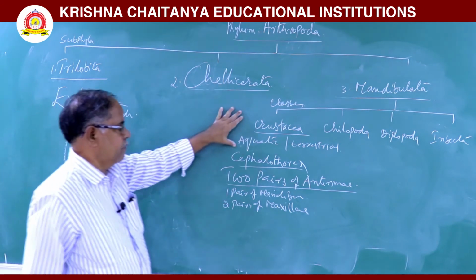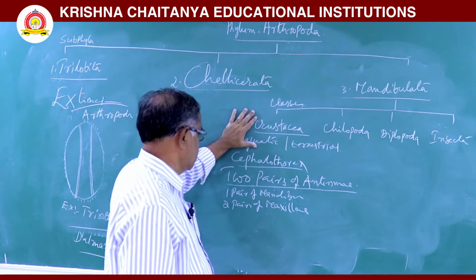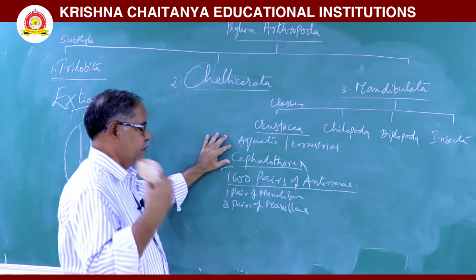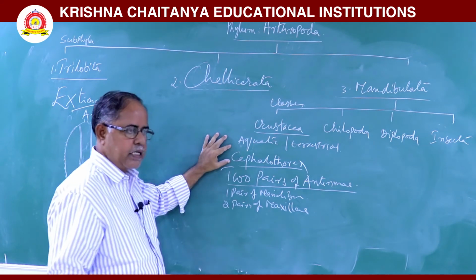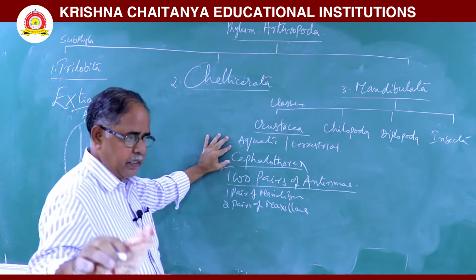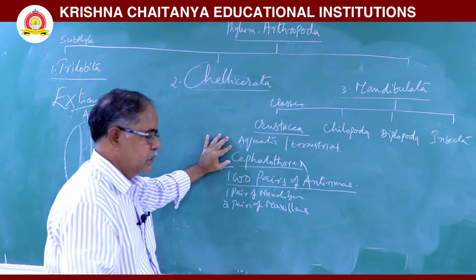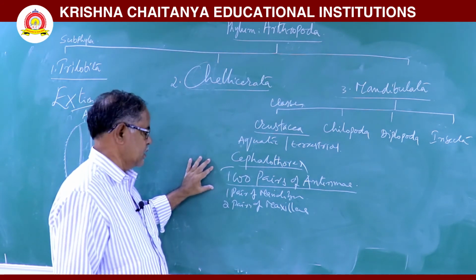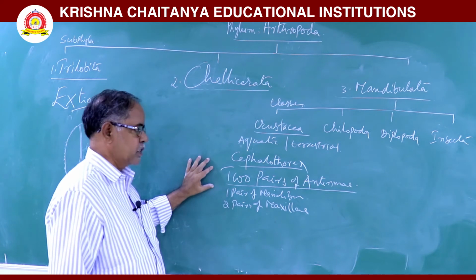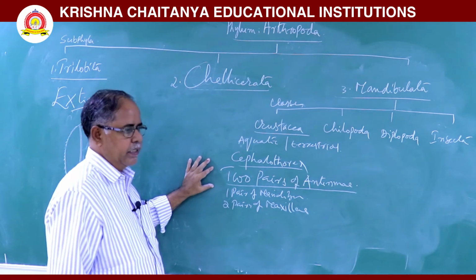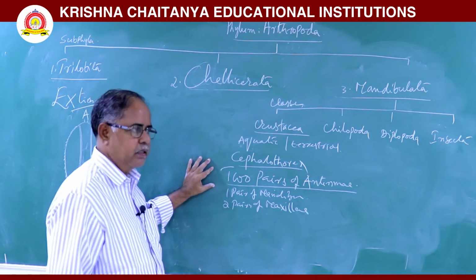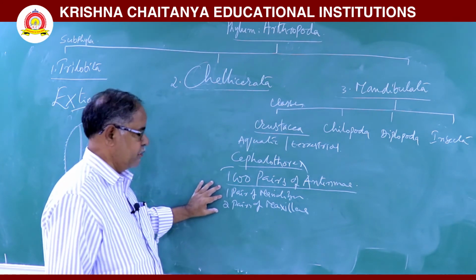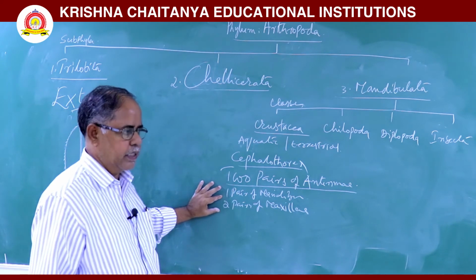Here, aquatic or terrestrial. The head and thoracic region are fused and form the cephalothorax. This cephalothorax is covered by a chitinous plate-like structure called the carapace. In this animal, one unique character is that they possess two pairs of antennae. The first pair is antennules, the second pair is antennae. A pair of mandibles, two pairs of maxillae are present.